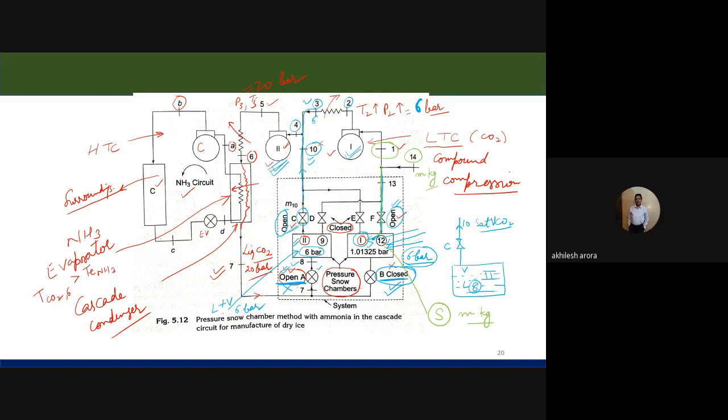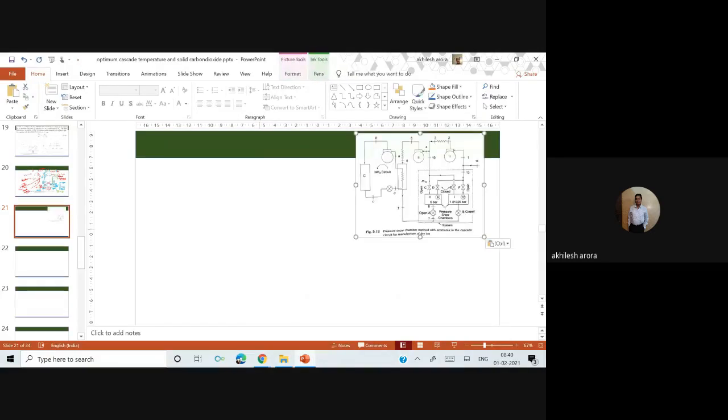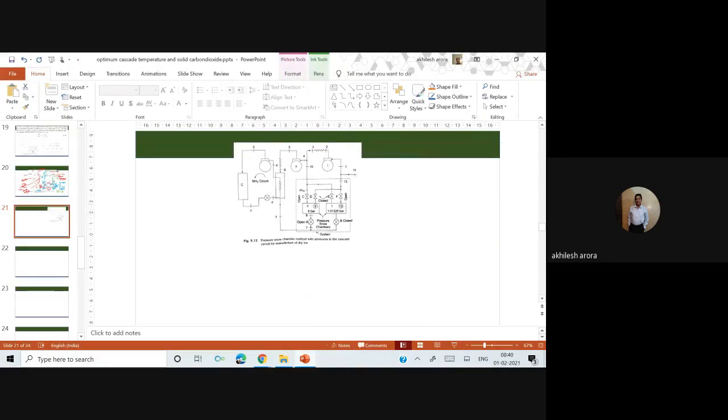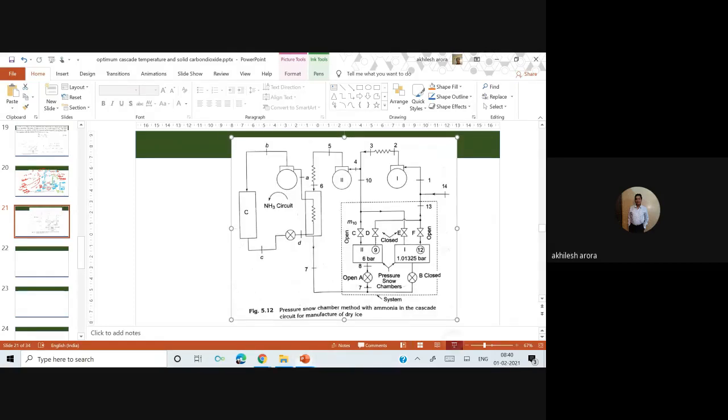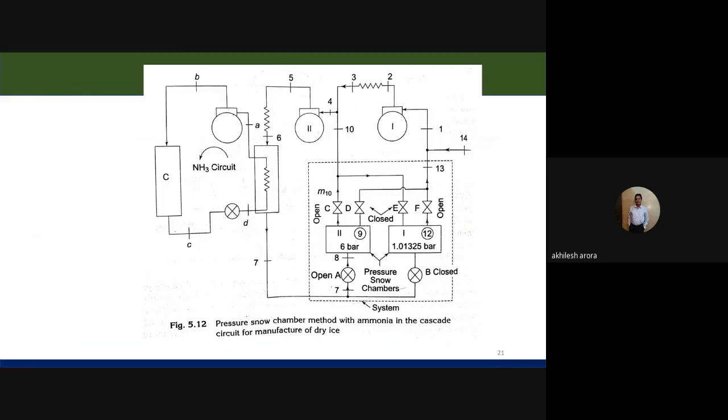Okay, now what I will do, I will go to the next slide, and just a minute. Now I would like to explain you the second part of it. Now till now we were discussing that this is open and this is closed. Now let us see the other thing. Now suppose this is open and this is closed.